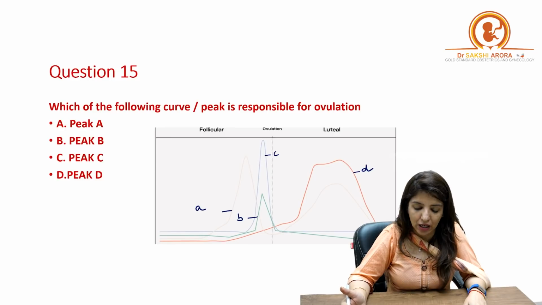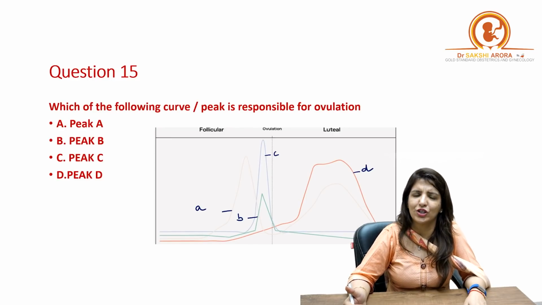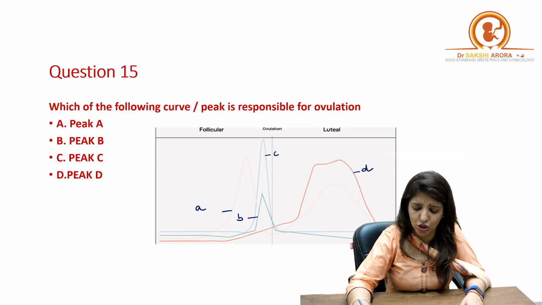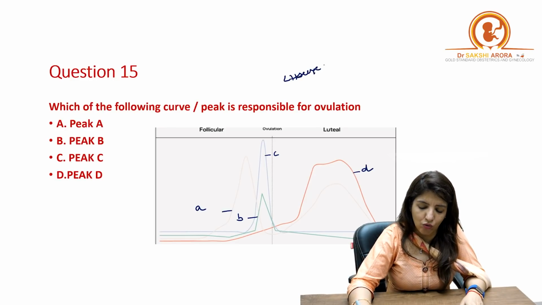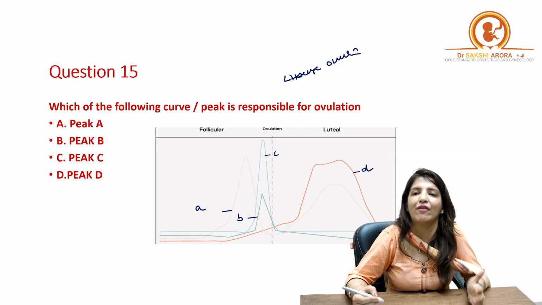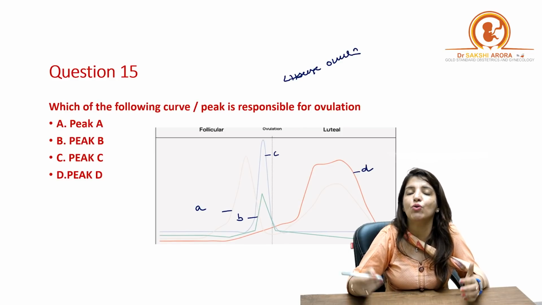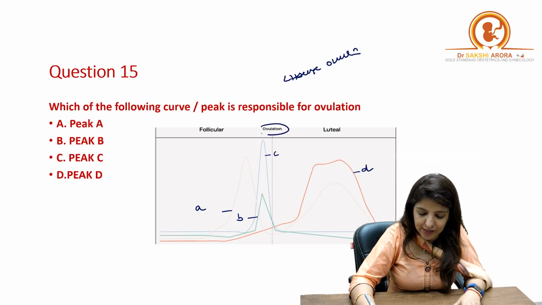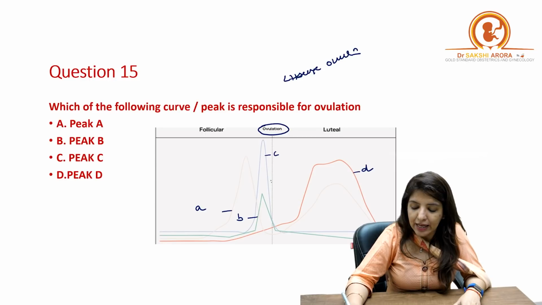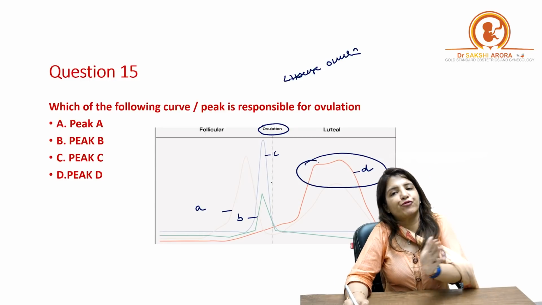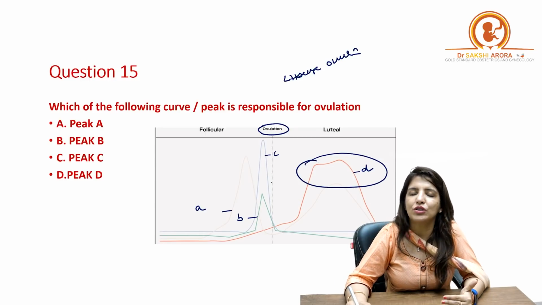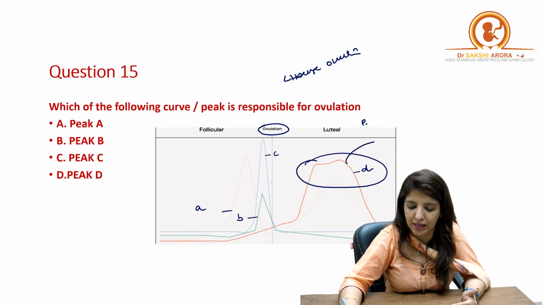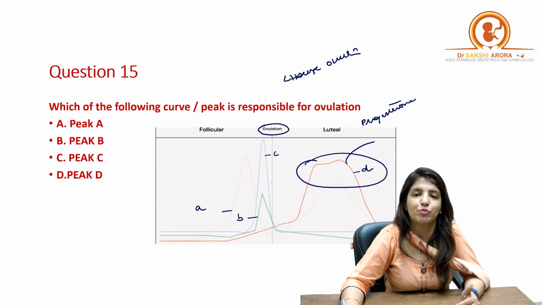Which of the following curve or peak is responsible for ovulation? That's a very, very easy question. All of you know that it is the LH surge which is responsible for ovulation. So in other words, you have to recognize which peak is showing you the LH peak or LH surge, right? So over here, this is the place where ovulation is happening. Now peak D is happening after ovulation. And which hormone's peak is attained after ovulation? It is progesterone. So that means peak D represents progesterone levels.